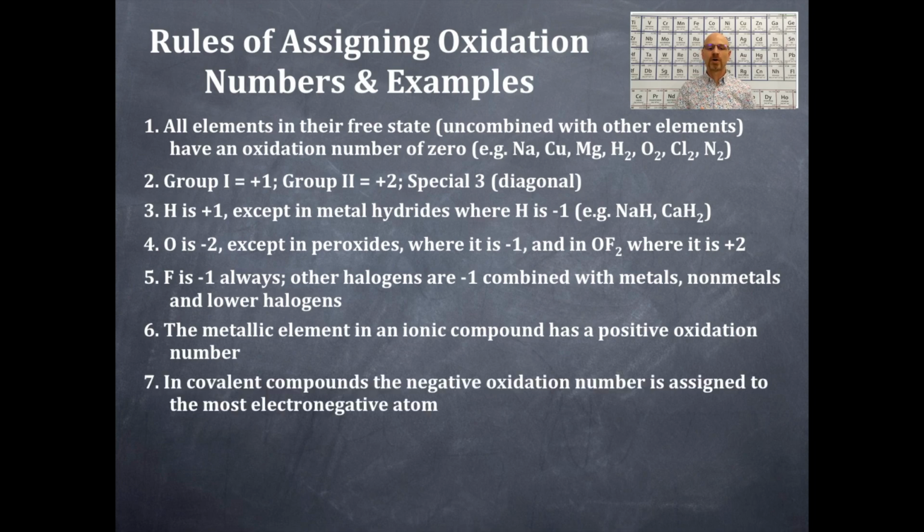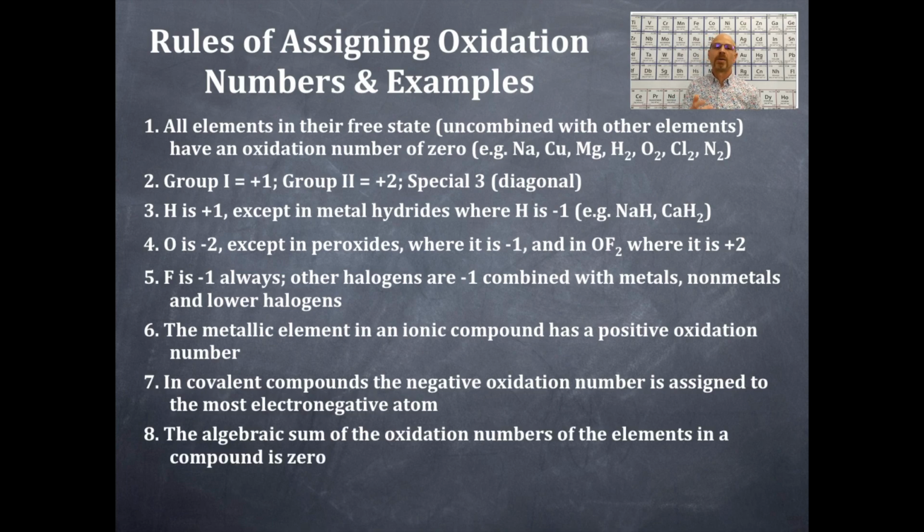Okay, number 7, in covalent compounds, the negative oxidation number is assigned to the most electronegative atom. So let's say carbon dioxide is a covalent compound. That's using binary nomenclature. The negative oxidation number is assigned to the most electronegative element. So if I have carbon and oxygen in carbon dioxide, the more electronegative element, which is oxygen, would be assigned the negative oxidation number. Carbon would be assigned the electropositive or the positive oxidation number.